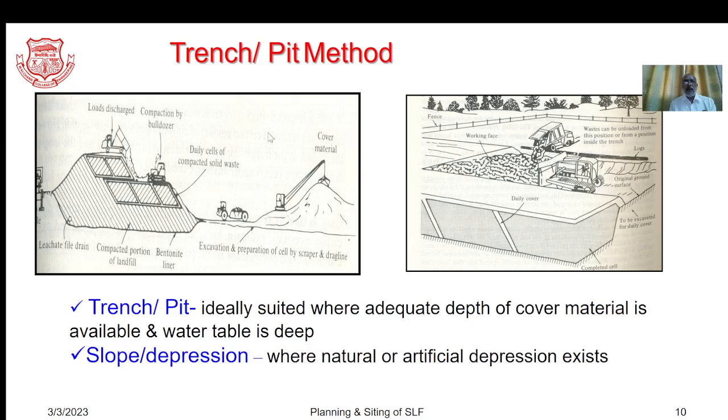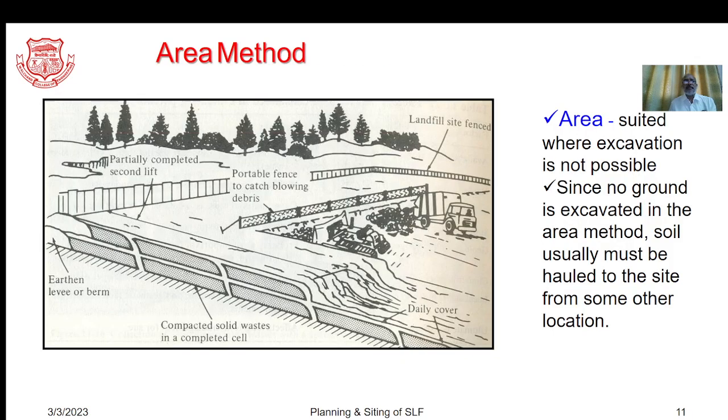So here you can see it could be trench or pit, which is ideally suited where adequate depth of cover material is available and the water table is deep. Along the slope and depression, where a natural or artificial depression exists. The figures I have taken from the reference, so you can read more about that. Even Cincero could be helpful in order to get sufficient background related to these sketches.